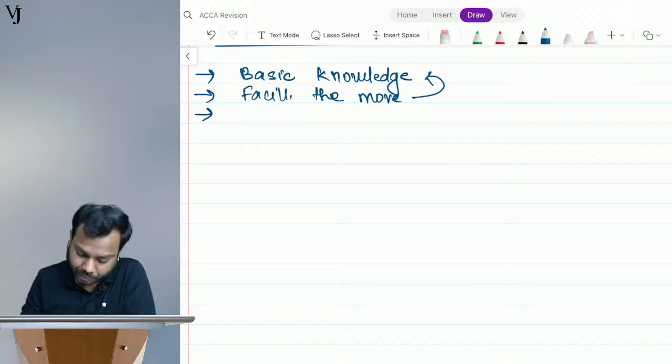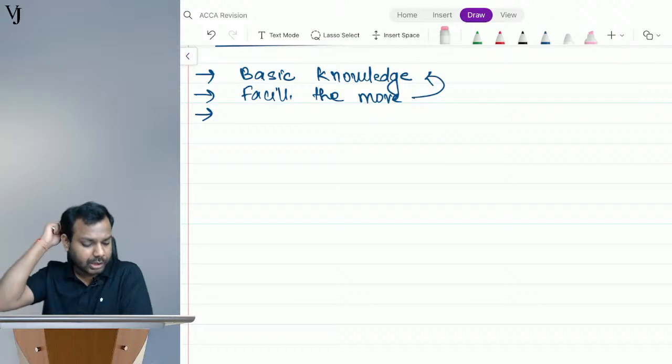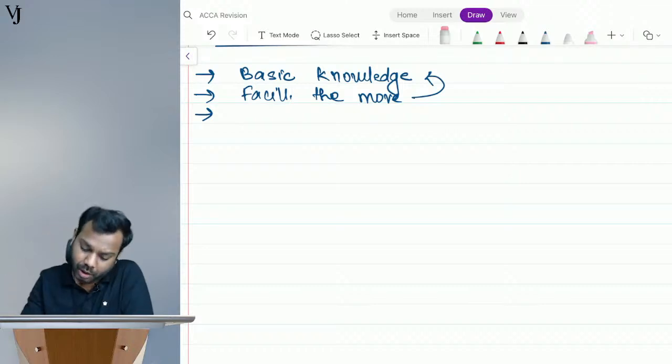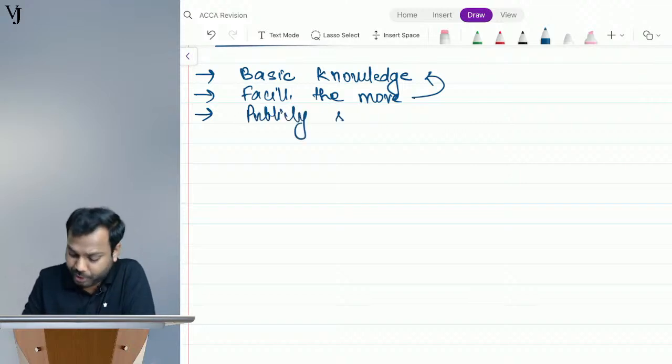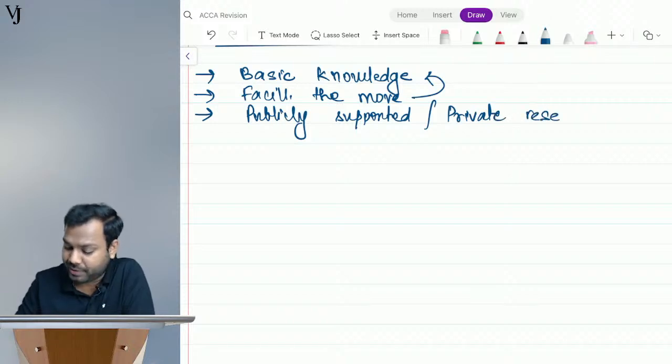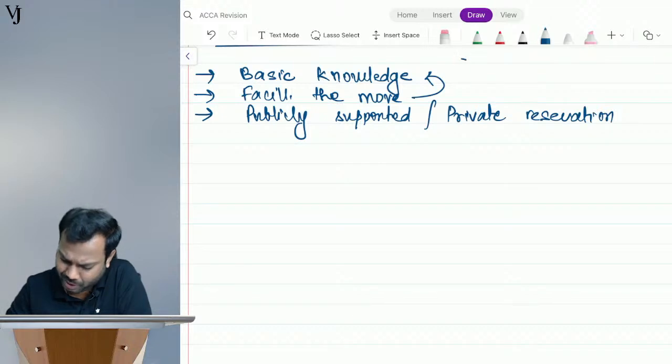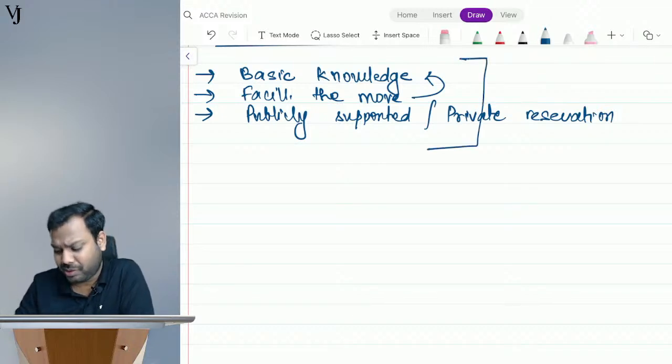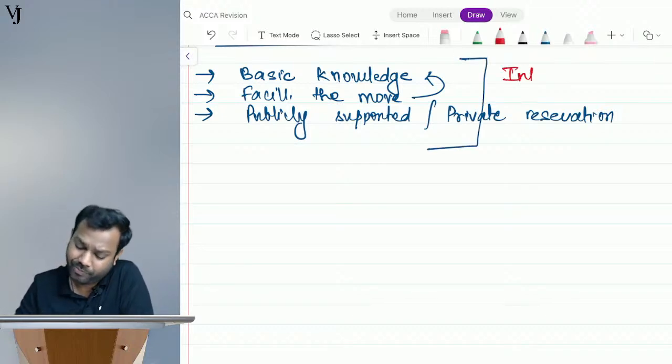Okay, third part. Publicly, he supported but had private reservations. See, tell me, what does it say? All these three things. First shows his integrity issues.